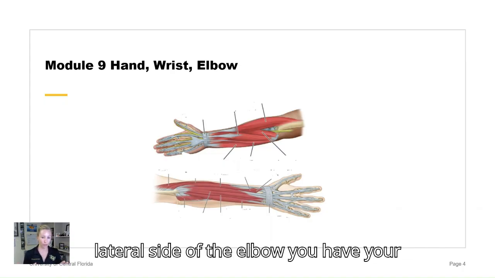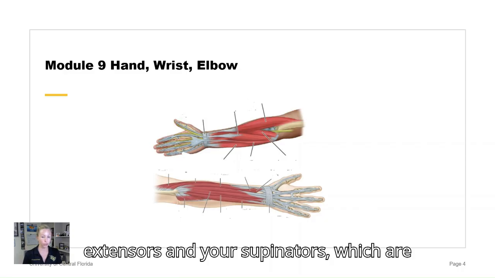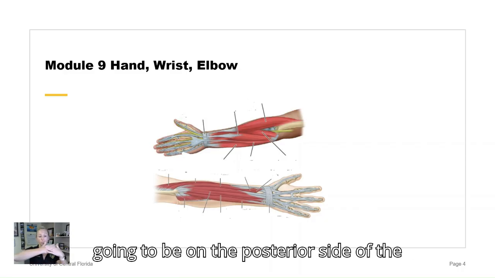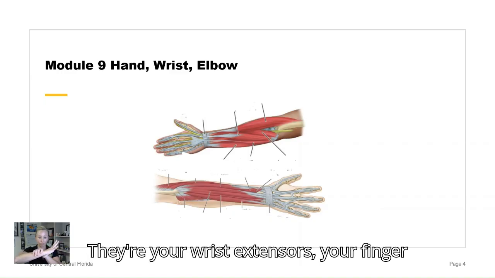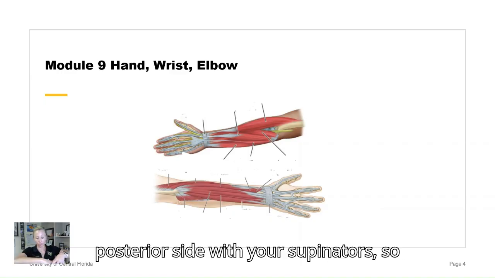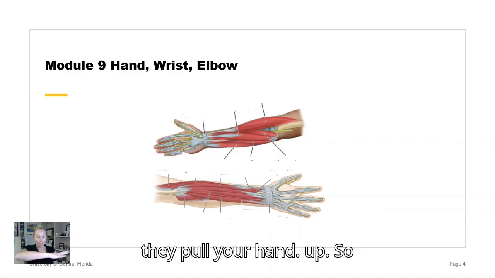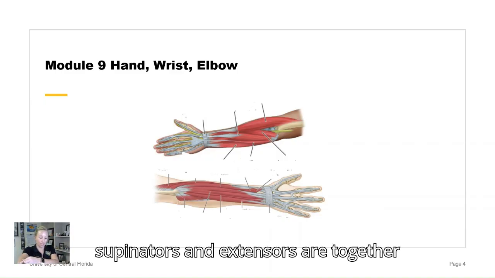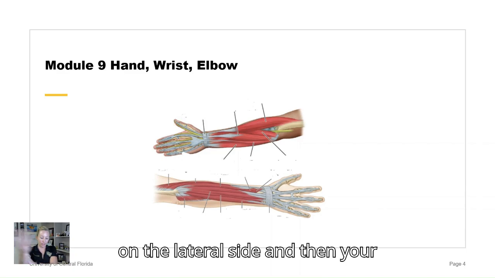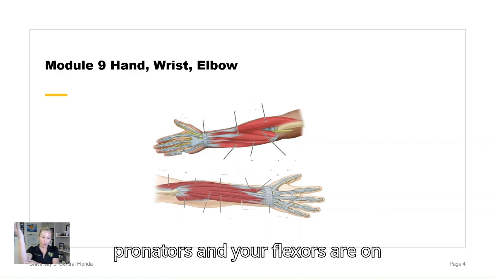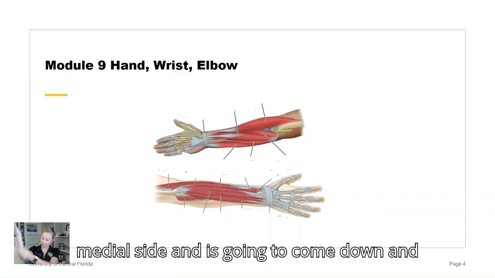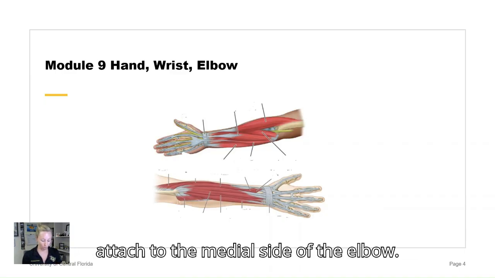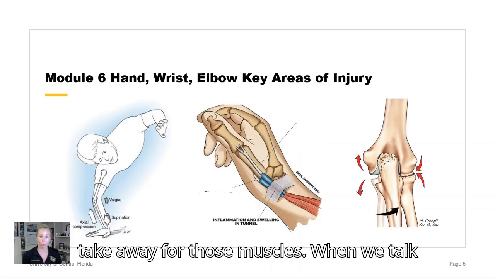So on the lateral side of the elbow, you have your extensors and your supinators, which are going to be on the posterior side of the arm. So these are going to be your extensors. They're your wrist extensors, your finger extensors. They come all the way down the posterior side with your supinators. So they pull your hand up. So supinators and extensors are together on the lateral side, and then your pronators and your flexors are on the anterior medial side, and are going to come down and attach to the medial side of the elbow. So those are the main things you need to take away for those muscles.